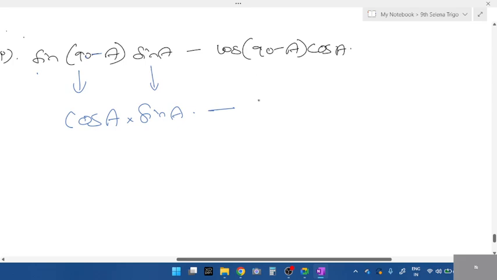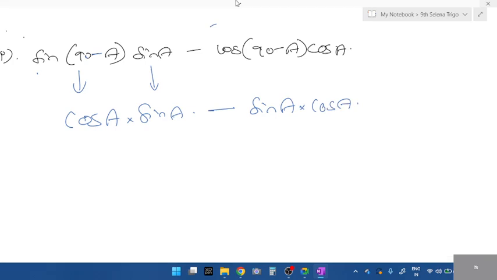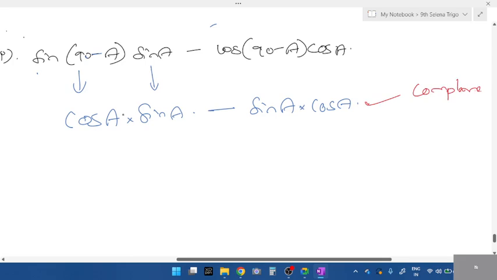For this, sin A into cos A as it is. Are they getting cancelled? Are they getting multiplied? They're not same, right? So what's the next concept? Which concept we use now to convert? We use complementary. After complementary, what is the other concept left? Reciprocal. You can reciprocate anyone.